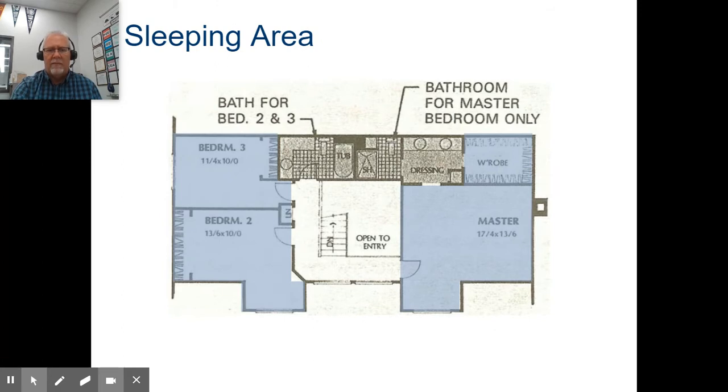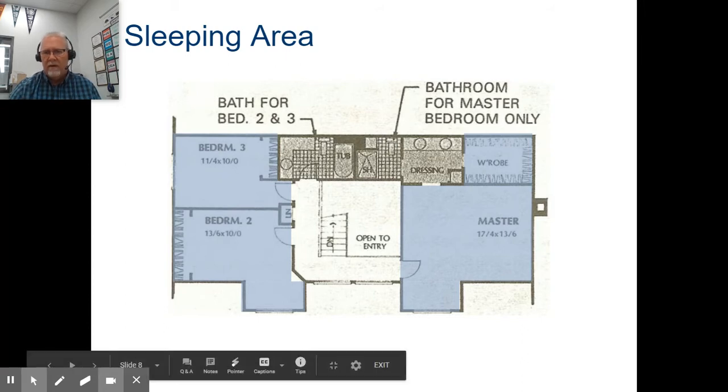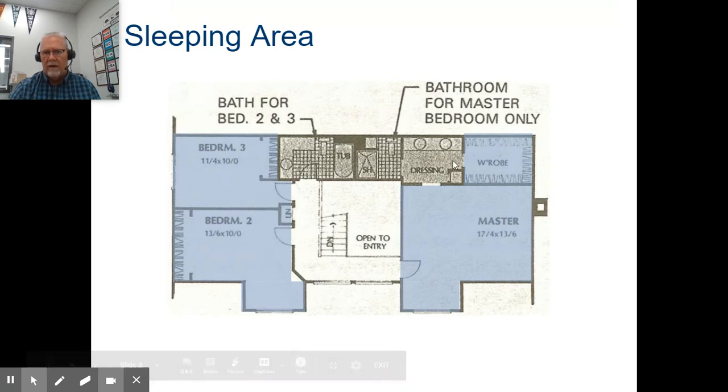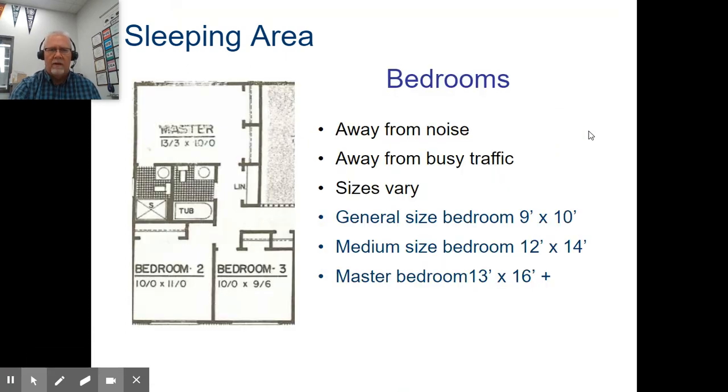Next area is called the sleeping area. So we started with a living area. Now we have a sleeping area. We can probably guess what we put in there. Things like bedrooms, right? So we show here we've got a bedroom number 3, bedroom 2. We've got a master bedroom over here, and we've got a wardrobe or maybe even a walk-in closet area. Those are our sleeping areas. Usually we want to place our sleeping areas, our bedrooms, away from the noise. You think of how a house is designed.